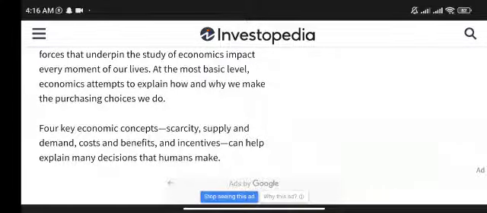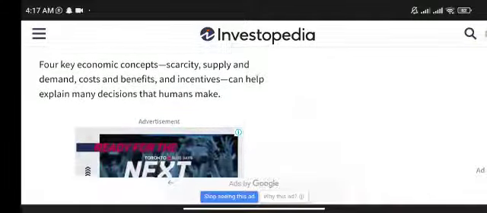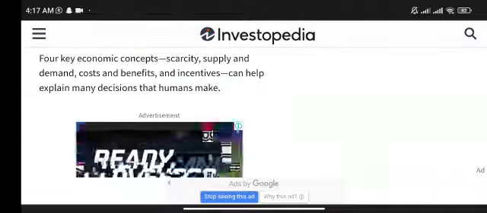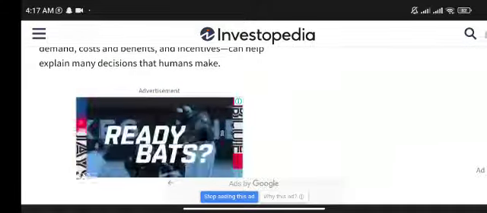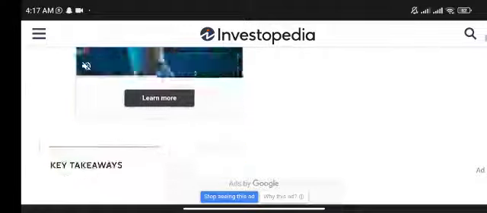Economics attempts to explain how and why we make the purchasing choices we do. Four key economic concepts: scarcity, supply and demand, cost and benefit, and incentives can help explain many decisions that humans make.